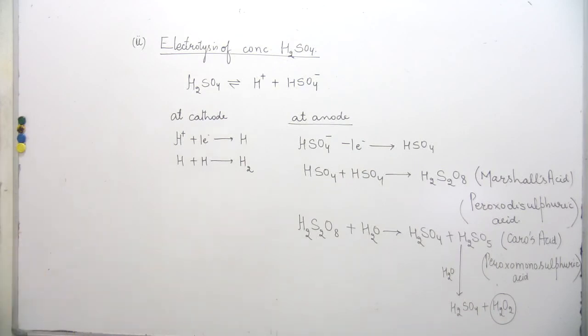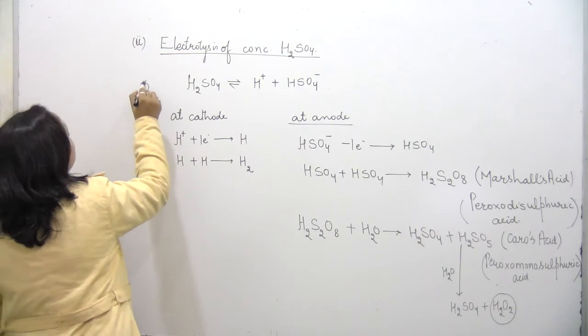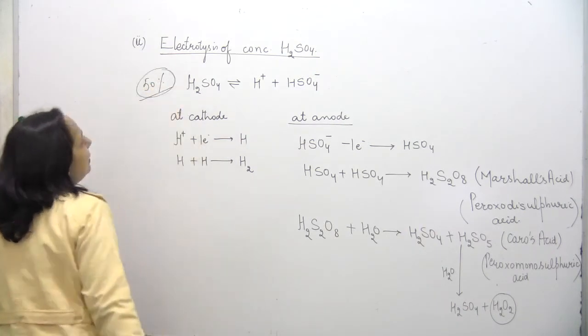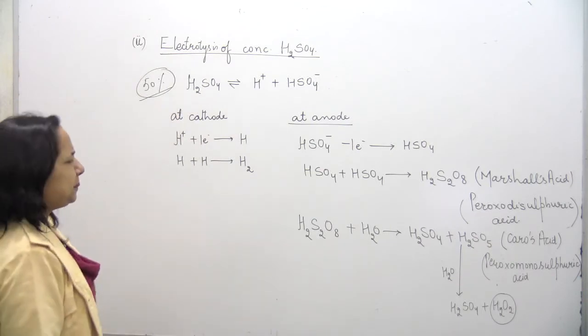It is preparation of hydrogen peroxide on a large scale, in commercial cases, and commercial preparation of H2O2 is done by this method. Here the sulfuric acid used is about 50% concentrated. The concentration of sulfuric acid used is 50%, mass percentage.